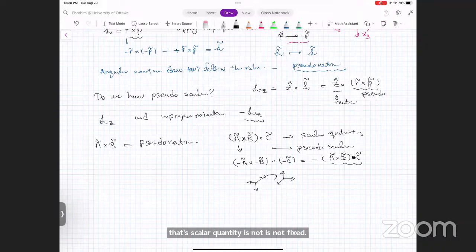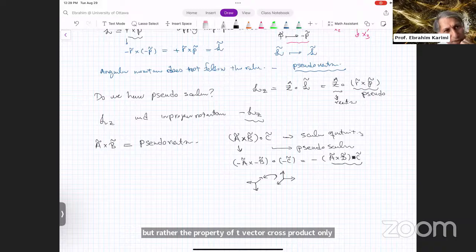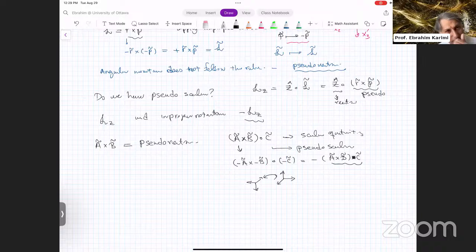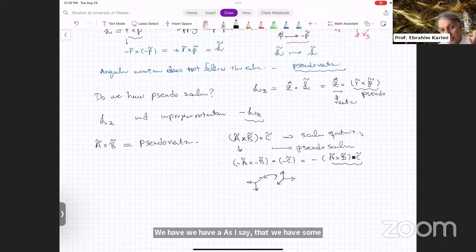Another question: is the pseudovector property not a property of vectors in general, but only of the vector cross product? No, it's not only the property of the cross product. As I said, we have some vectors that act like this.